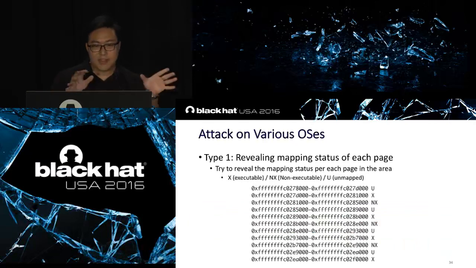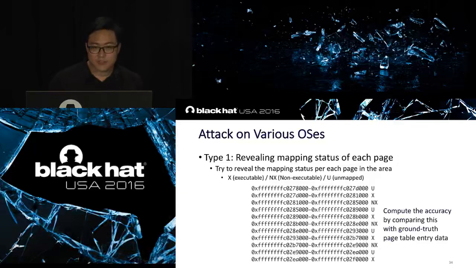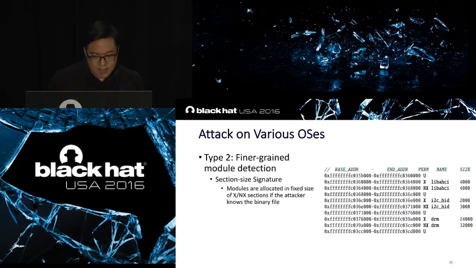For each address range, we can determine whether it is unmapped, executable, or non-executable, which is what the page table has. And then we get the ground truth information extracted from the kernel page table and compare it to calculate the accuracy of the attack. And after having this page table information, we do a type 2 attack. It is detecting the modules' exact locations.